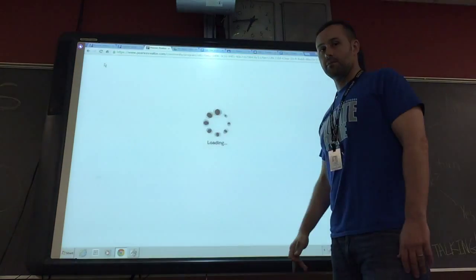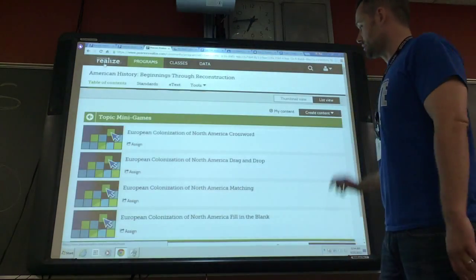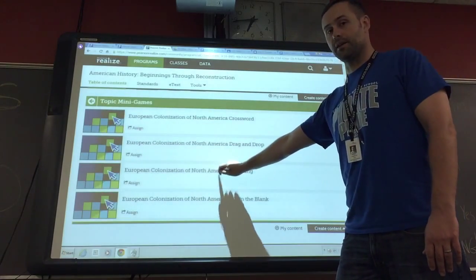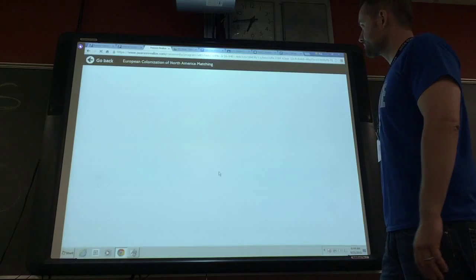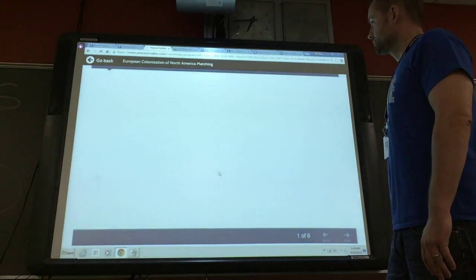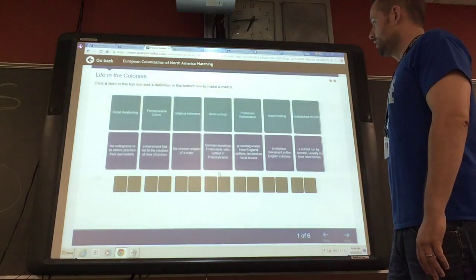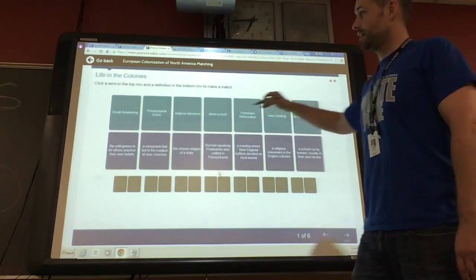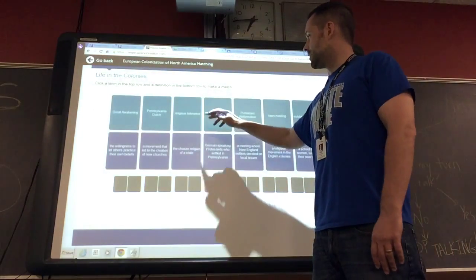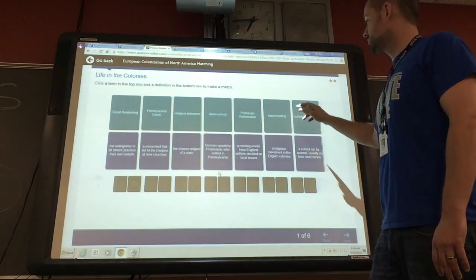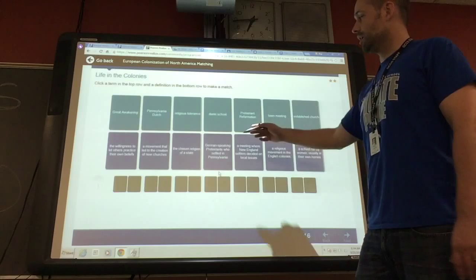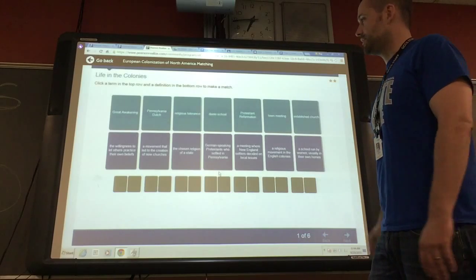The second possible assignment, and the lengthier one, is European colonization of North America matching. And up top there are a list of key terms. Many of these we talked about yesterday, like Great Awakening, Dame School, Protestant Reformation we talked about a few days ago. And then below them are a series of definitions.